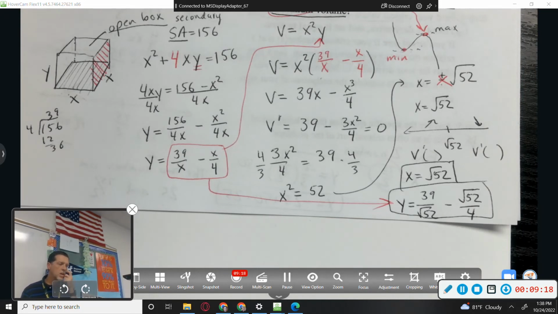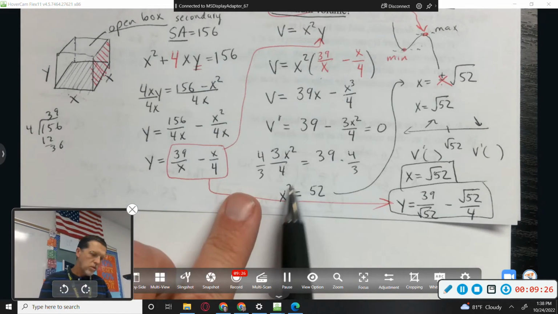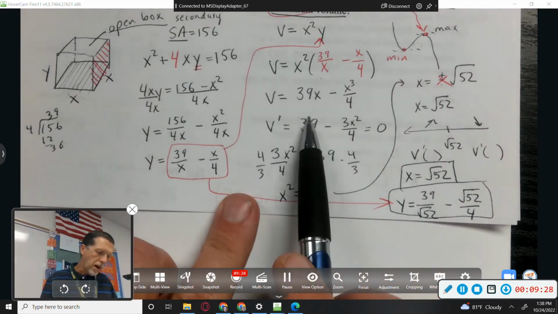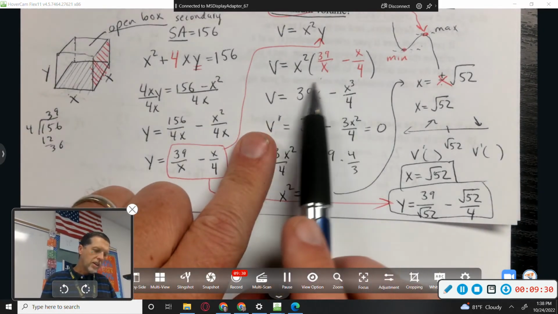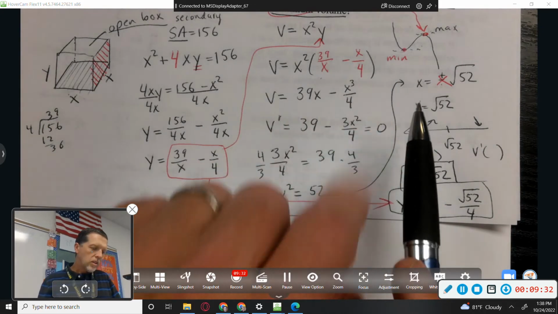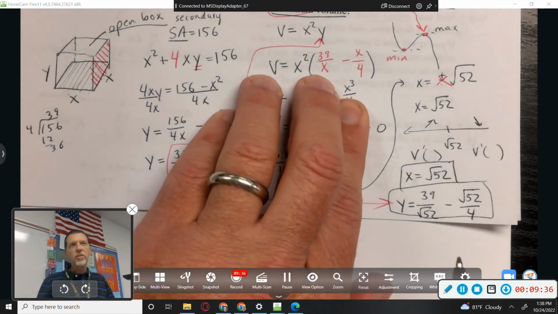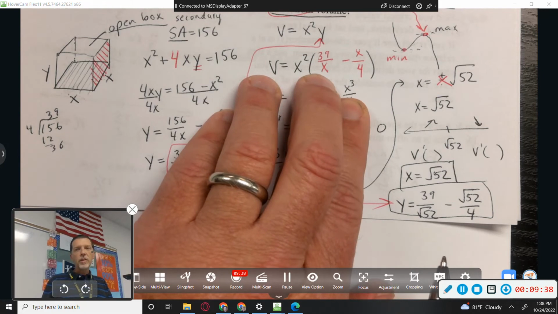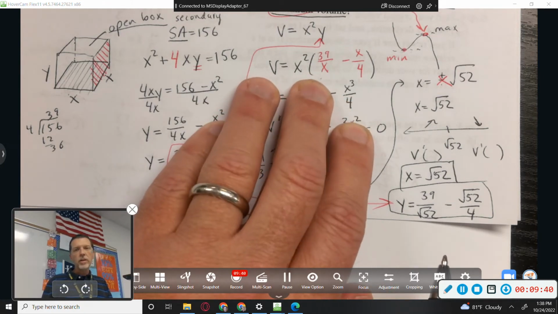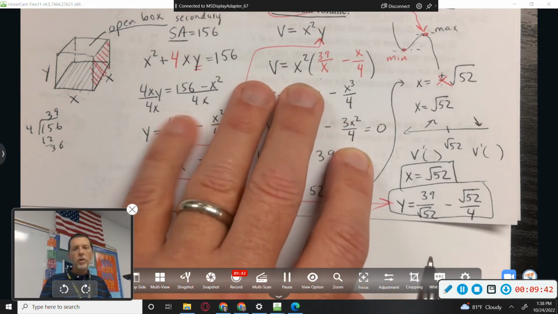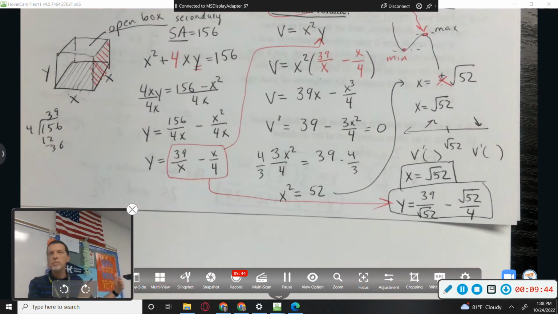Questions on that one? Yes, sir. Why do we not do the chain rule with the fraction? So where are we? Back right in here. With the fraction. Yeah. So that's just a 1/4 sitting out front, and the derivative of x cubed is 3x squared. And that 1/4, or the negative 1/4, is just a constant multiplier out front.